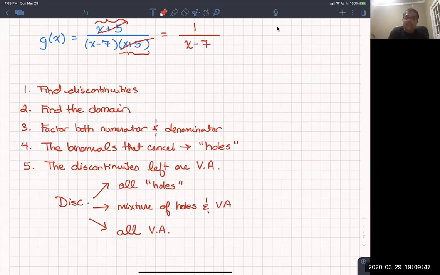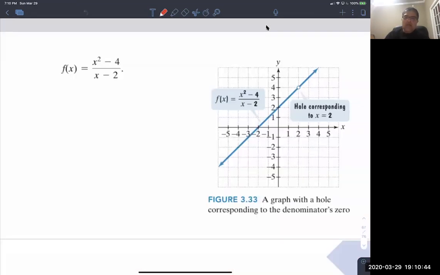And this is going to make sense to you as we do a couple of problems. Okay, so let's look at this problem right here, and let's go through the steps. The first thing we're going to do is find the discontinuities. To find the discontinuities, we set the polynomial in the denominator, in which case is a linear polynomial, equal to 0, and we solve. And so my discontinuity in this case is just one discontinuity, which is 2.